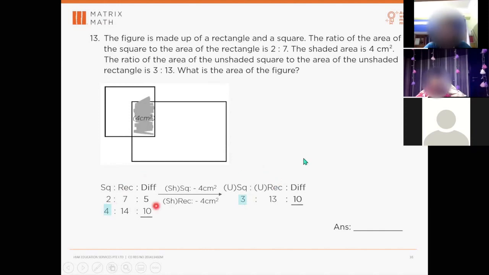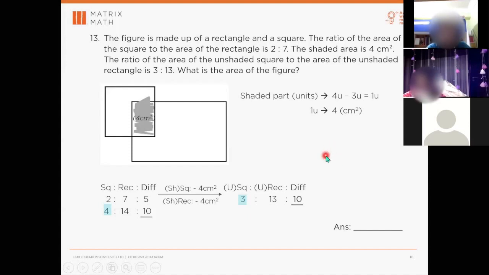Correct. 4u minus 3u. So that shaded part will be 4u minus 3u. Or you can take 14u minus 13u using the rectangle also can. You still get 1 unit. So what does that tell you about this 1 unit? It's 4 cm square. Very good. So you see, 1 unit done. You have the value of 1 unit.